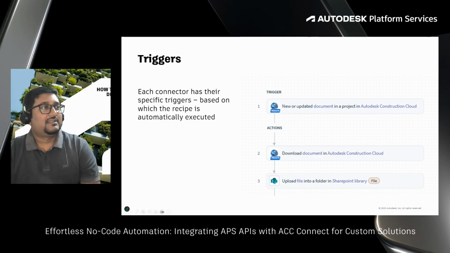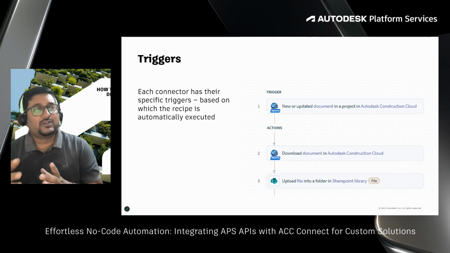So each connector has its specific triggers, like we discussed, and based on this, whenever this trigger is encountered, the recipe is automatically executed. So here we are seeing that when the trigger is executed, the subsequent set of actions like downloading the document, that is step 2, and uploading the file into a library in SharePoint, that is step 3, will be executed automatically. So that's how the triggers work.